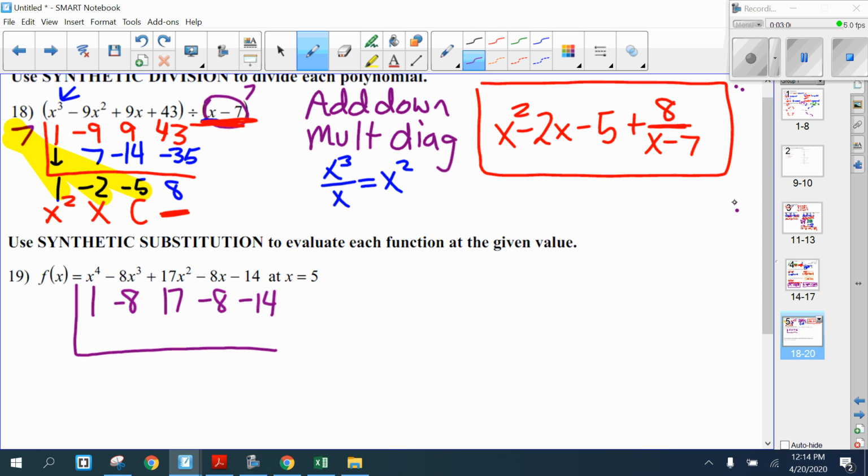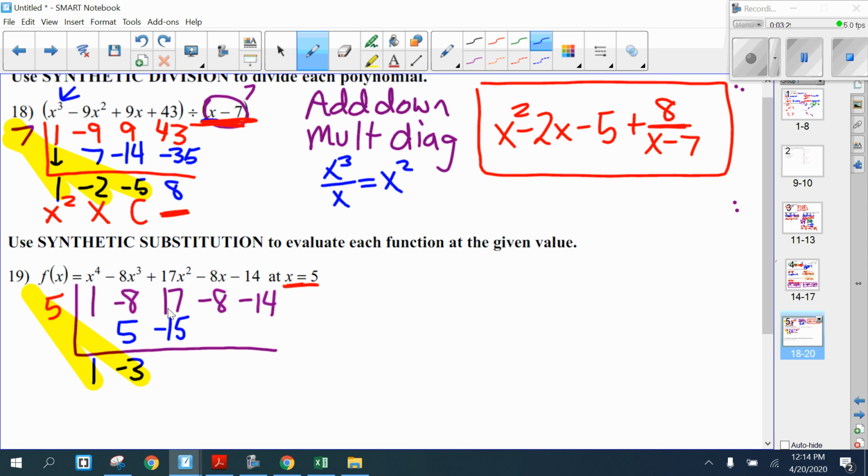Now here's the first main difference. They give you that x number, so use it. If they give you the x number, use it. And then we're going to do our process. Add down is 1, and multiply diagonal is 5. Remember, multiply diagonal. Add down is -3. Multiply diagonal is -15.